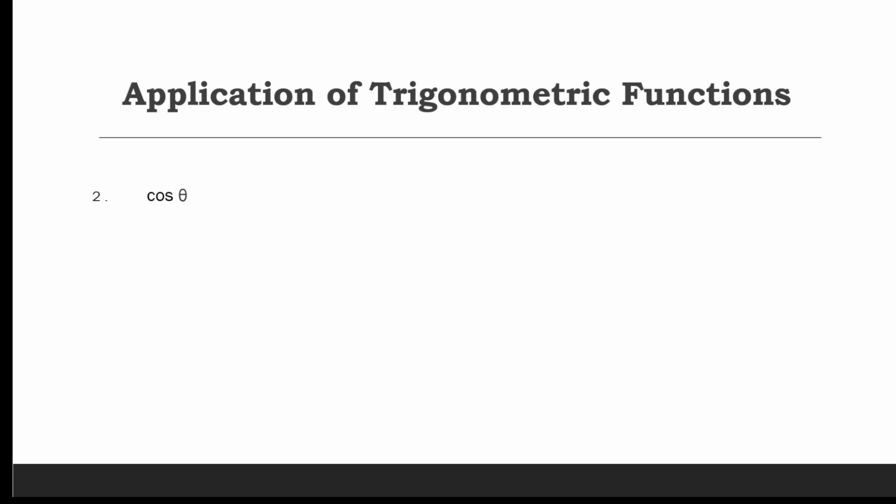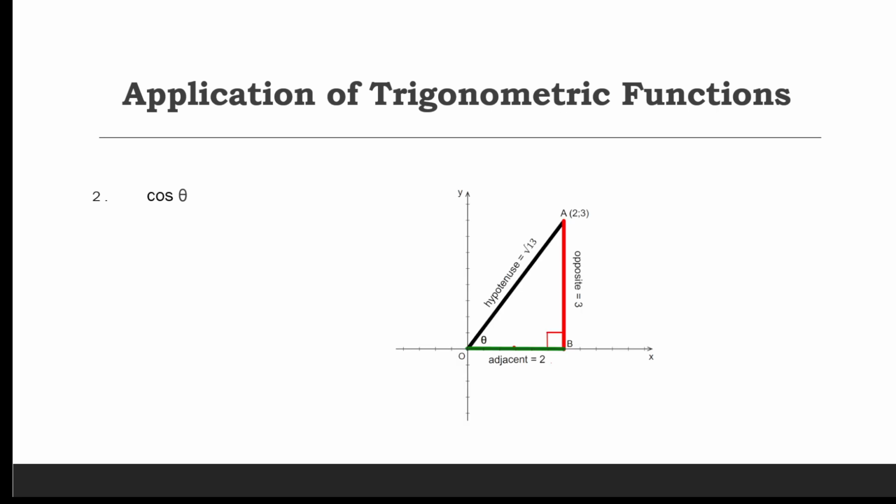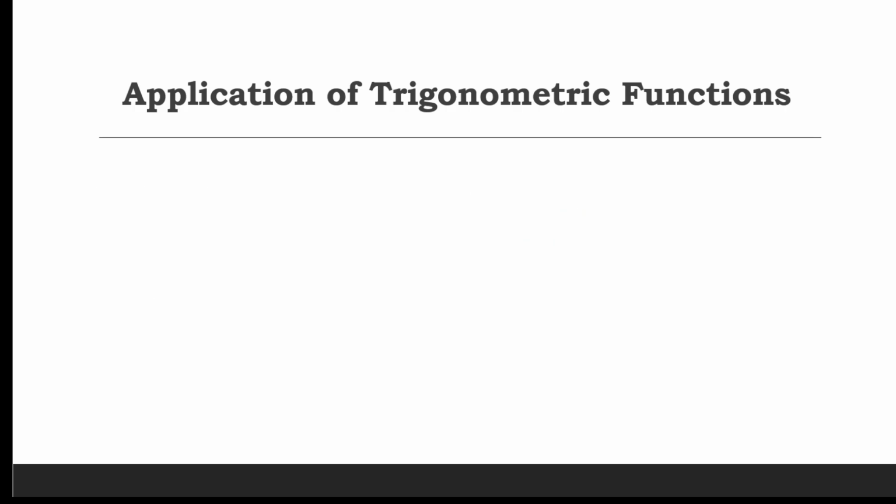Number 2, we are requested to determine cos theta. The same way, we can draw our values from the diagram, which is updated. Now, cos theta is adjacent over hypotenuse. So the adjacent side is 2 units. The hypotenuse is root 13. So as a result, cos theta equals 2 divided by root 13.